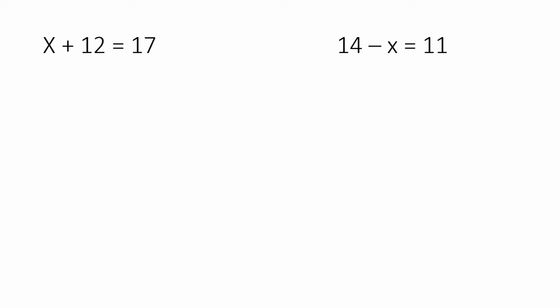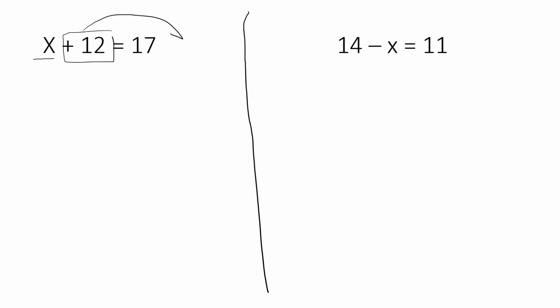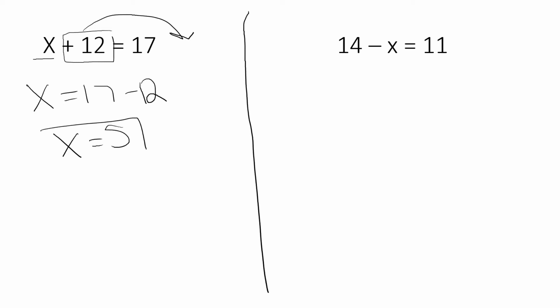All right, guys, I'm going to work the left side first. To help my brain, I'm going to draw a line here. Remember on all of them, our job is to get x by itself. I need to pick this up and move it over the equal sign. Remember, when I do that, the operation changes. So I'm going to rewrite this. It becomes 17 minus 12. So x equals 5.